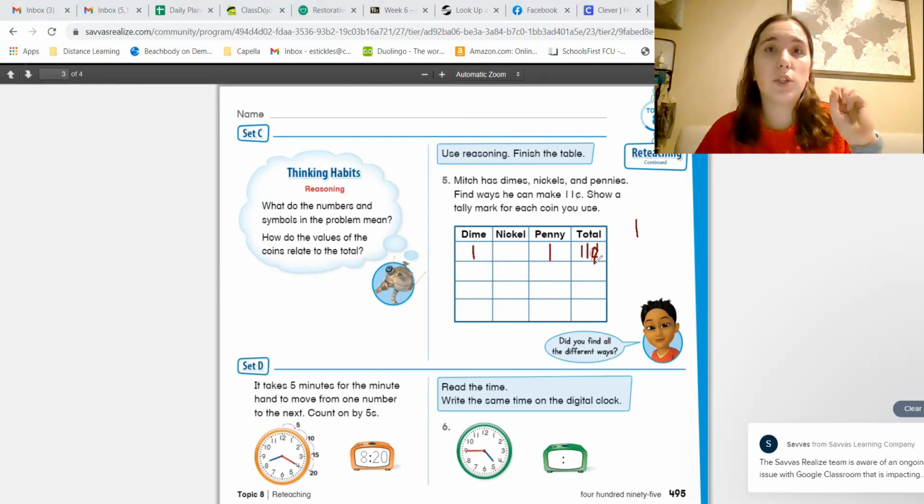Well, I could use 2 nickels to make 10 cents and then add 1 penny, right? So I'm going to do that one. So 2 nickels would be 10 cents plus 1 penny would be 11 cents.